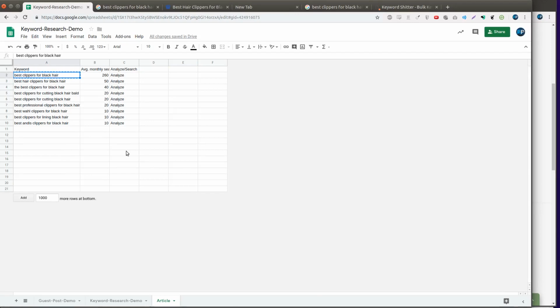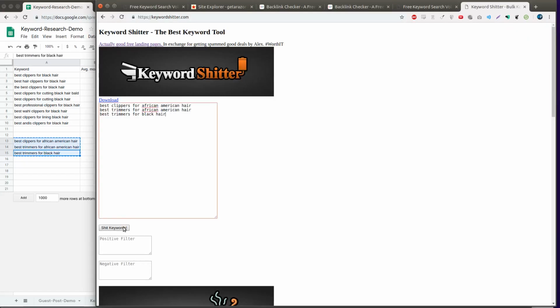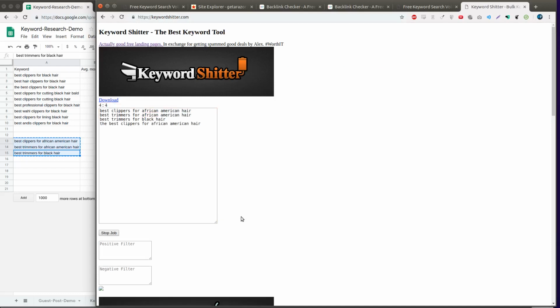We're not going to use that here, so one thing we can also try is to manually adjust this and, let's say, instead of Black, try African American, and then let's try, what if I could spell? And we'll try one other variation, best trimmers, and then we'll try best trimmers for black hair. And let's get some more keywords and see what shows up.